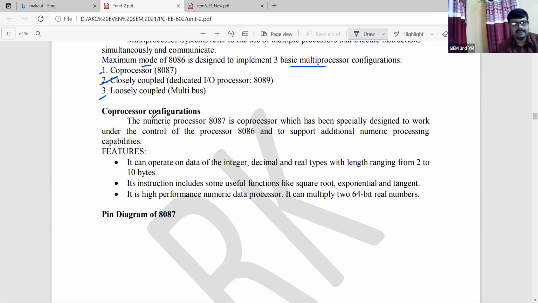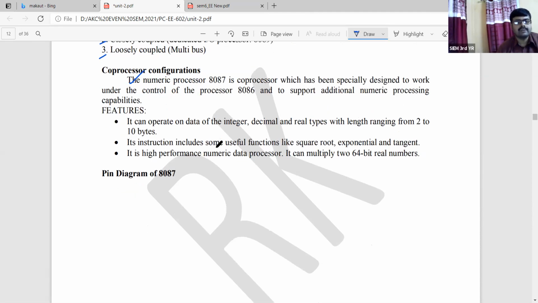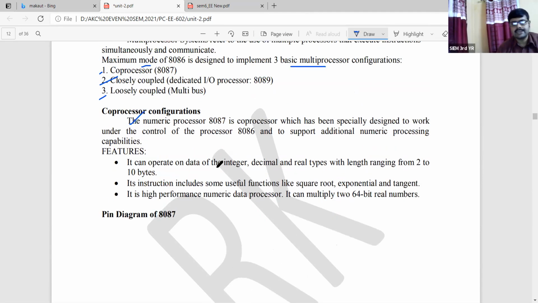Again, I am repeating the names. First one is the co-processor. Co-processor, in bracket I have mentioned, is the 8087. Next, the second point is the closely coupled, the dedicated I/O processor, the 8089, and the last one is called the loosely coupled, that is called the multibus system. So the co-processor configuration: first, we will start with the first article, that is the 8087. What is this? First we will see, then we will discuss one by one.